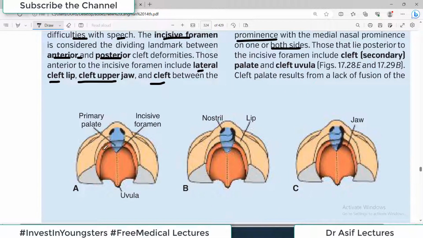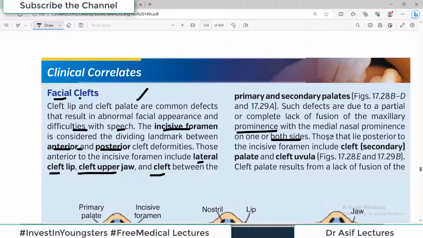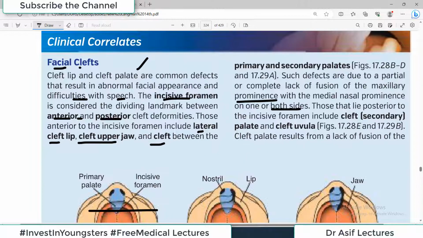So obviously, ये वो जगह है incisive foramen से आगे जहाँ पे nasal septum भी आकर के fuse कर रहा है in the intermaxillary structure of the hard palate. So अगर इसमें कोई problem होगी, so these three defects, and those defects which lie posterior to the incisive foramina, they include secondary palate or the cleft palate or cleft uvula.